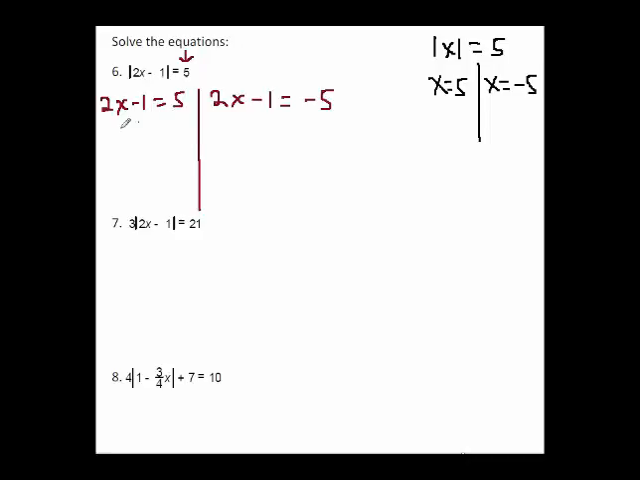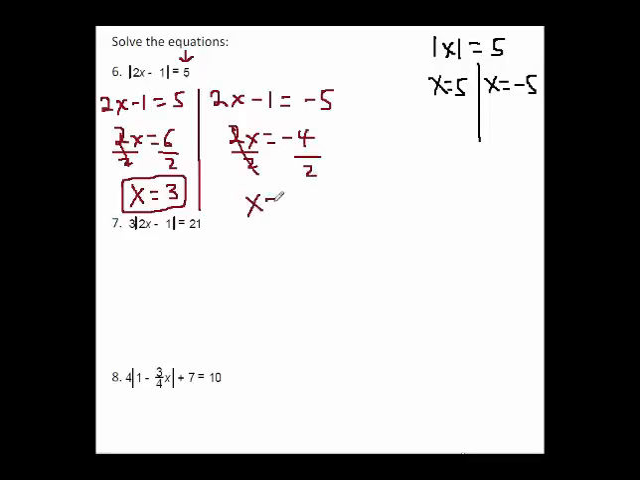Add 1 to each side over here. So you've got 2x equals 6. Divide each side by 2 in order to isolate the x as usual. And you've got x equals 3. On the other side, well, add 1 to each side. So you've got 2x equals -4. And again, isolate the x. So you've got x equals -2. Both of these are correct answers. If you wanted to check them, plug them back in.